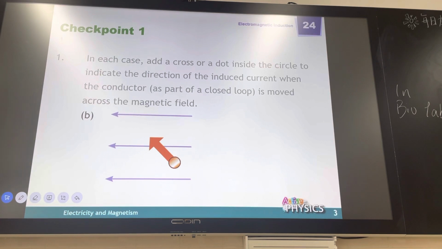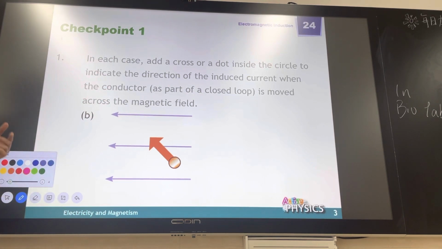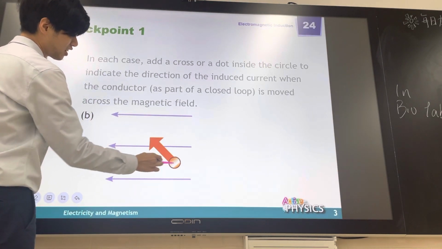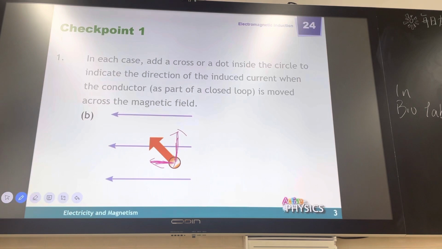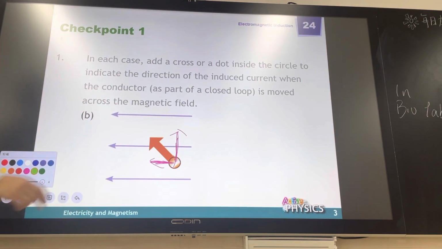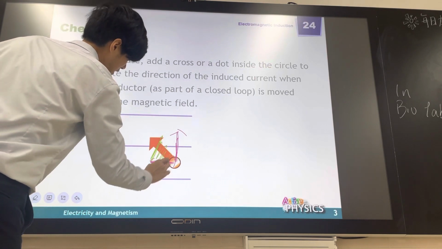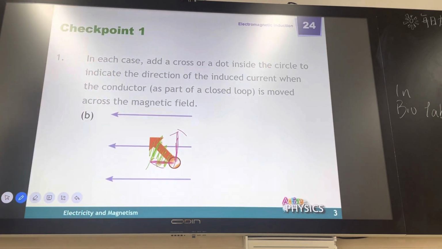So how about this one? Okay, so the velocity is now tilted. Out of the paper. Okay. So for this tilted direction, what should you do? You need to resolve it to the two directions of velocity, right? You need to resolve it with the two directions of velocity, and then the horizontal one is useless. So it won't generate any induced current.